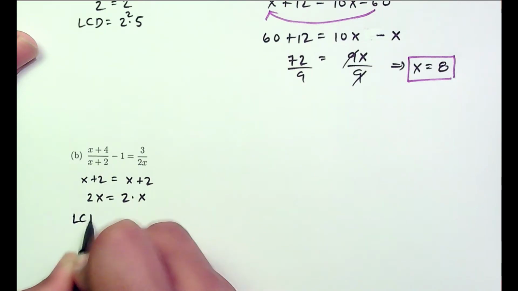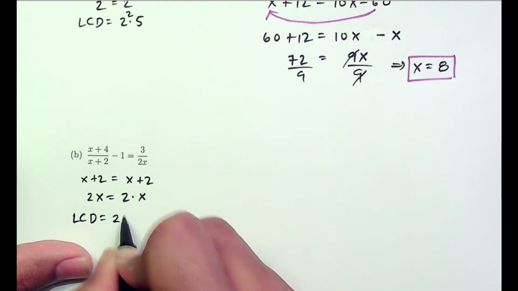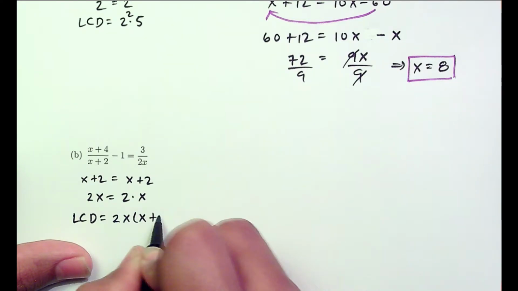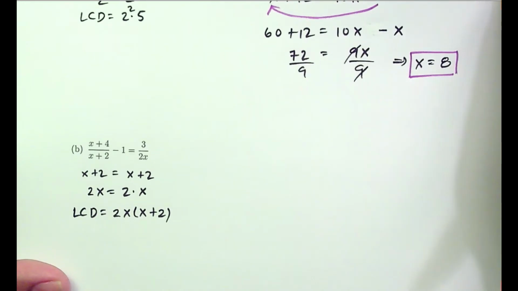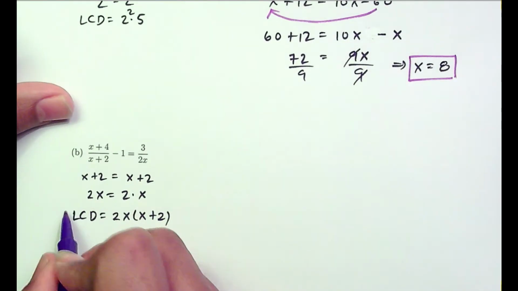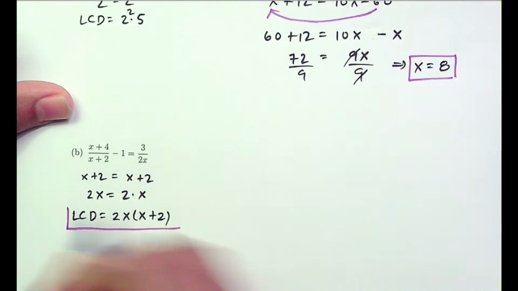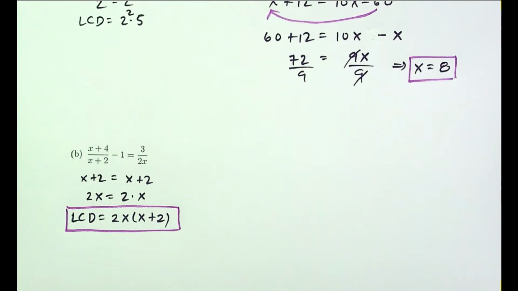So the LCD is, you write all the different factors. So 2x, x plus 2, and then if there were any exponents, you pick the biggest one for that factor. But that's it, we don't have any exponents. Alright, so if that is the LCD, then we're going to multiply everything in the equation by this. Every single term on both sides.